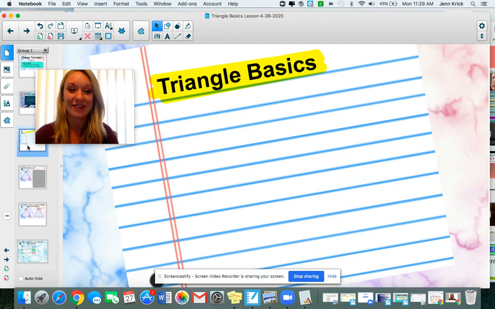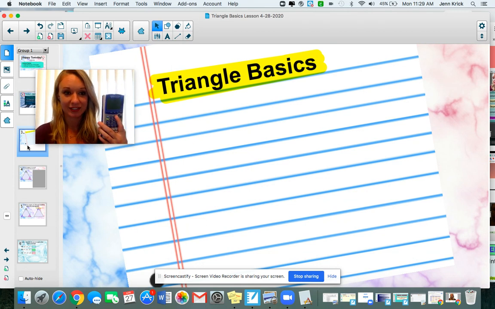So get your notebooks out. You can title your page Triangle Basics, and also make sure that you have a calculator with you too.